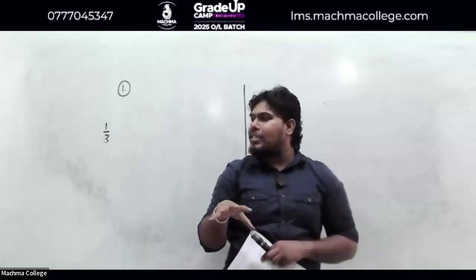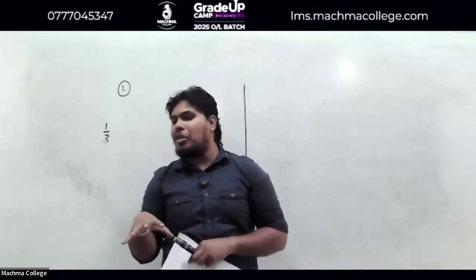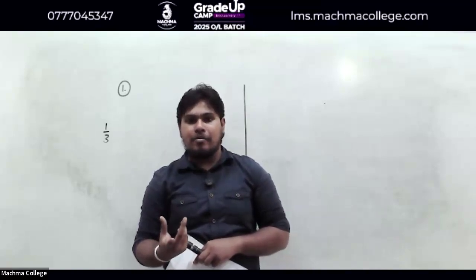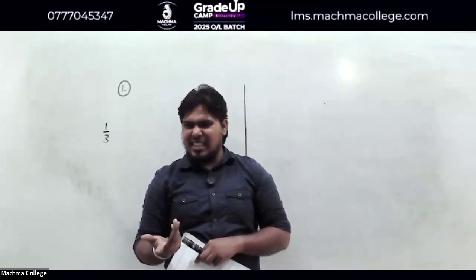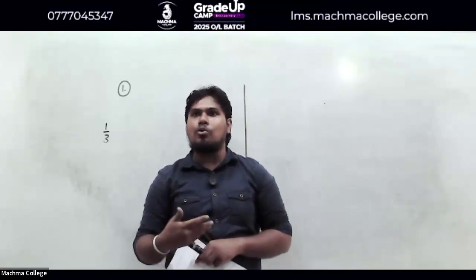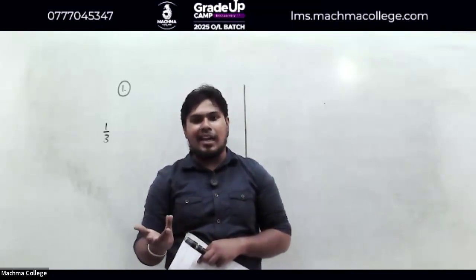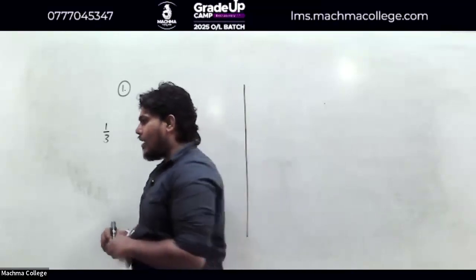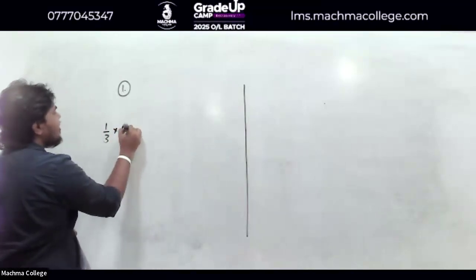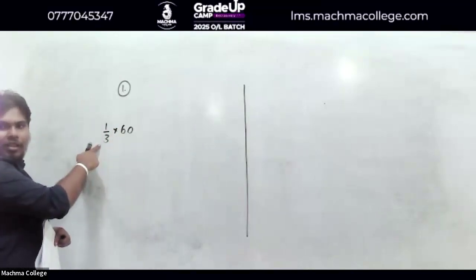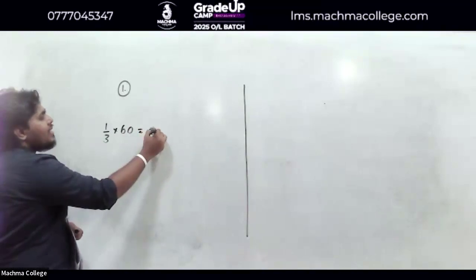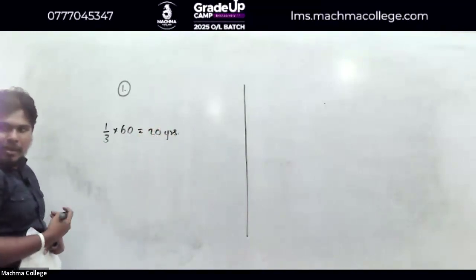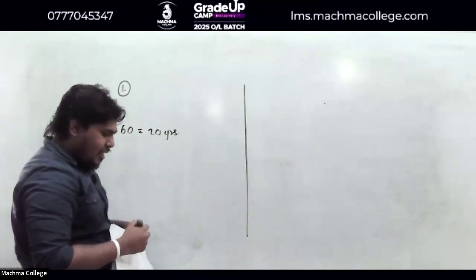Let's say the average lifespan of an Asian person, let's say a Sri Lankan. What's the average lifespan of a Sri Lankan? 60 years. Let's say 60 years. Average. If you take 60 years, and each day you sleep 1/3 of the day, you are basically sleeping for 20 years. You are basically sleeping for 20 years.